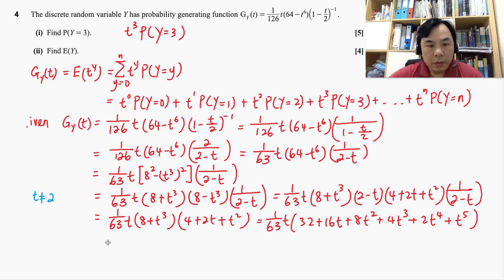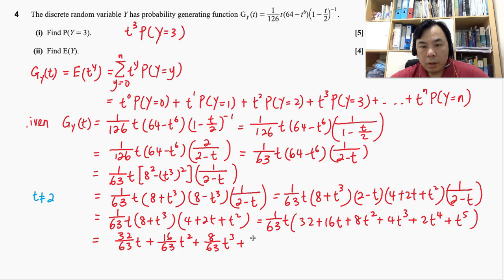Now after that you can rewrite again. You can rewrite as 1 over 63. Maybe I'll try to write it down in the form that is easier to read. So I'm going to expand everything. That will be 32 over 63 t, and then after that you have 16 over 63 t squared, 8 over 63 t cubed, and then after that you have 4 over 63 t^4. What else? We have 2 over 63 t^5, and then finally we have 1 over 63 t^6.